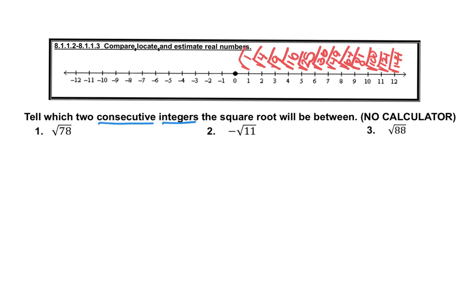So let's go ahead and locate the square root of 78. I would find the square root of 78 between the square root of 64 and 81. So the two consecutive integers that it would fall between would be 8 and 9.